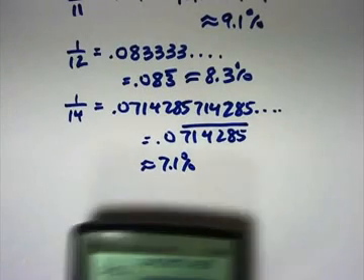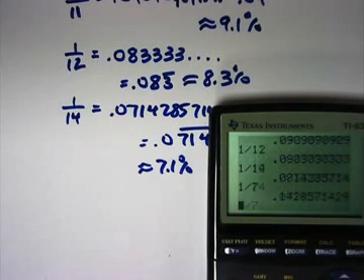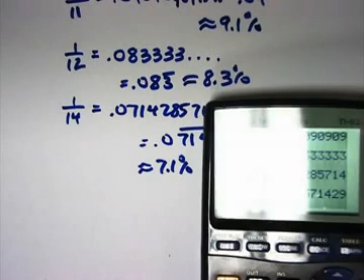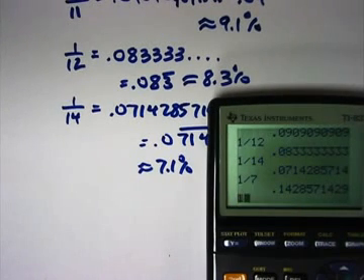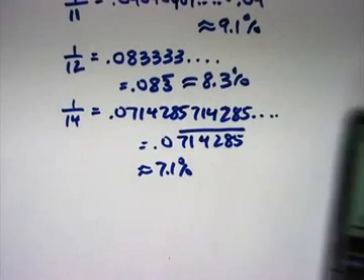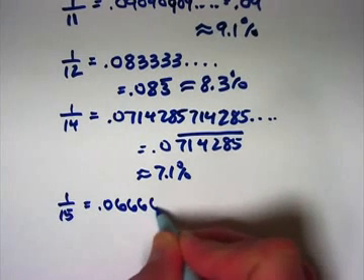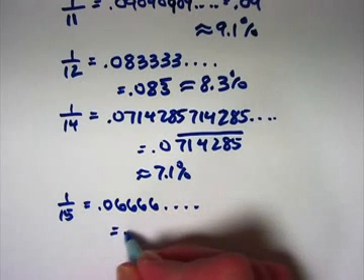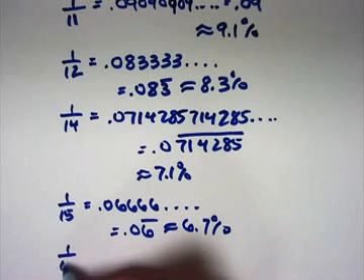The interesting thing happens there. You see, if you compare those digits with the digits for 1/7, you see that it's the same set of digits just in different spots. Kind of interesting. You might want to think about why that happens. 1/15, I think, is worth remembering. 0.06 with the sixes repeating. 6.7%.